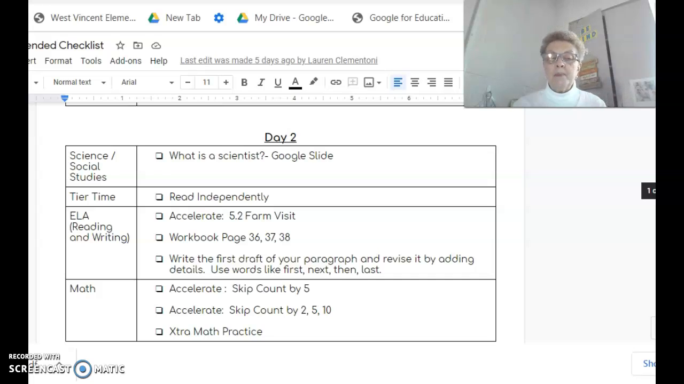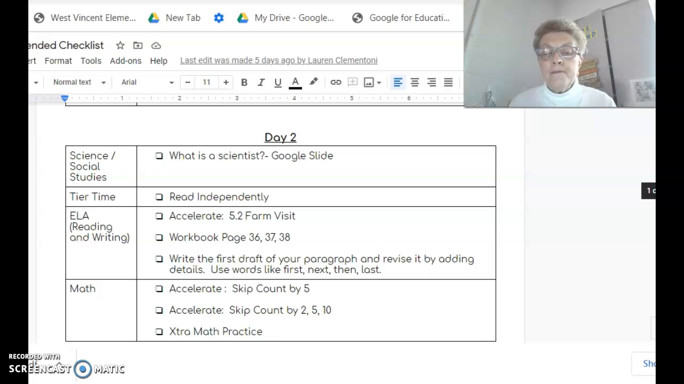So let's recap. In science today, you are completing a Google slide. It is what is a scientist? And remember, you are brainstorming what you think a scientist is, what you think a scientist does, and different kinds of scientists that you know about. Then you're going to go ahead into tier time and you're going to read independently. You're going to complete Accelerate Lesson 5.2 for Language Arts, Farm Visit, doing pages 36, 37, and 38 in your workbook. Nothing needs to be uploaded today.